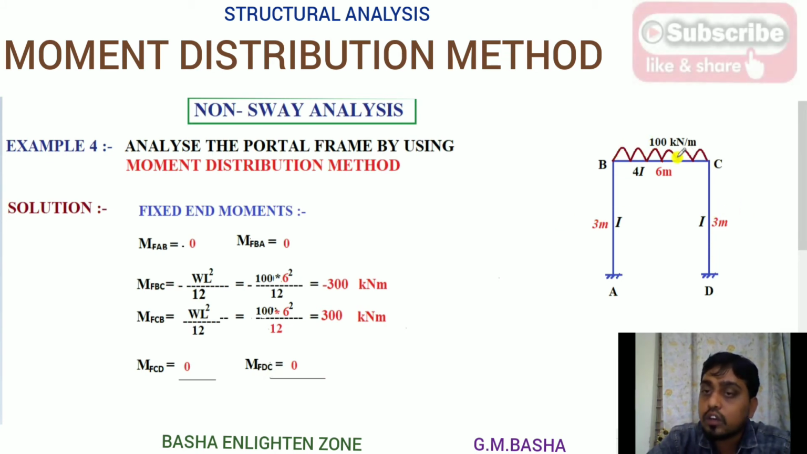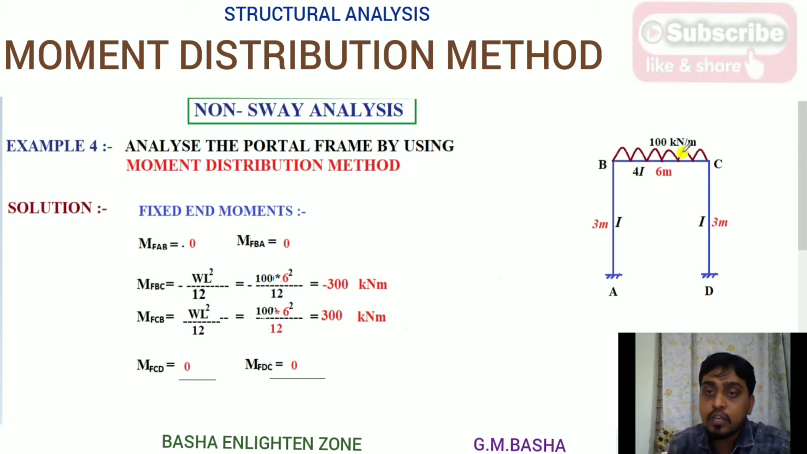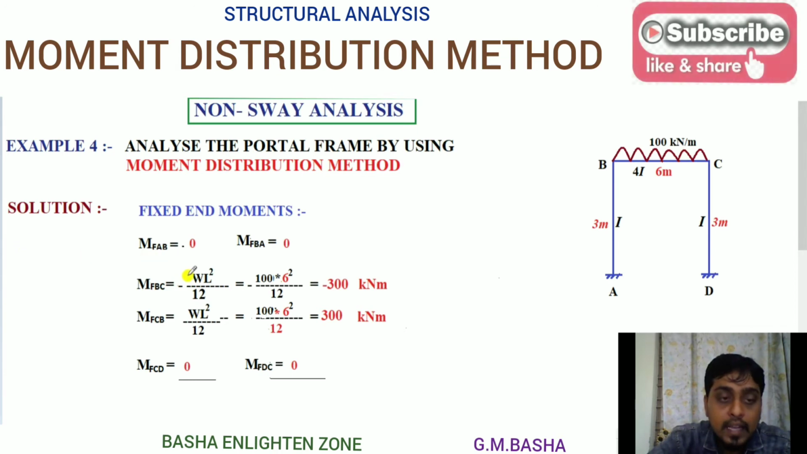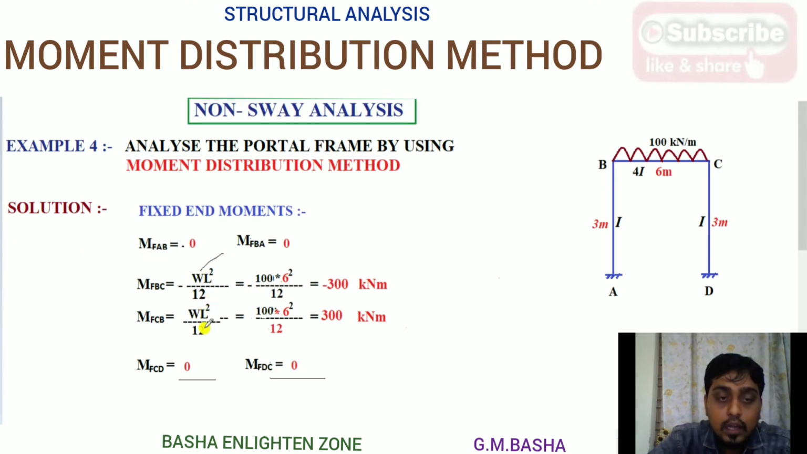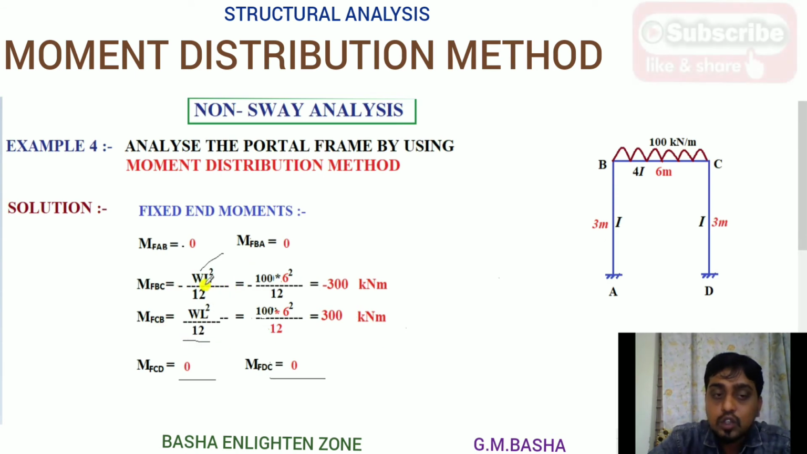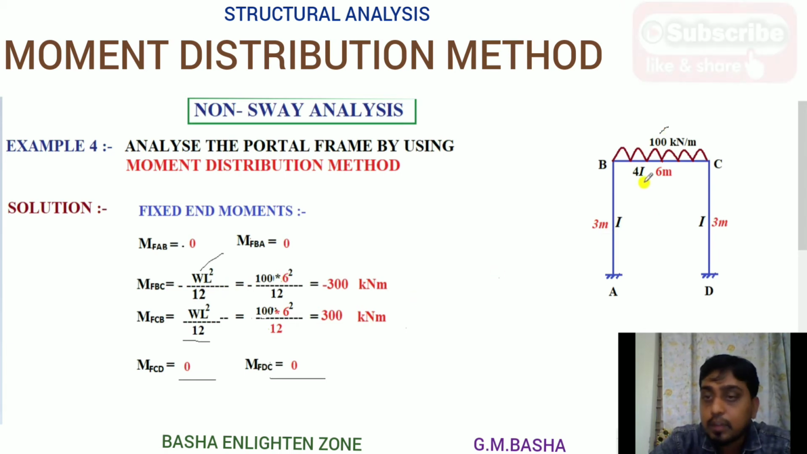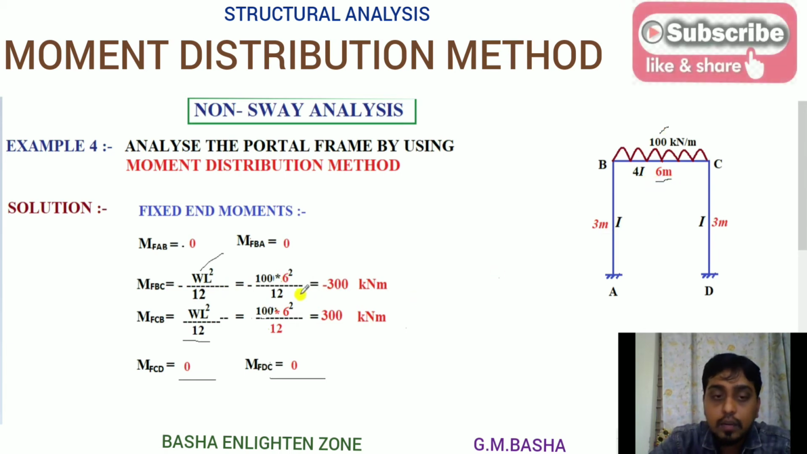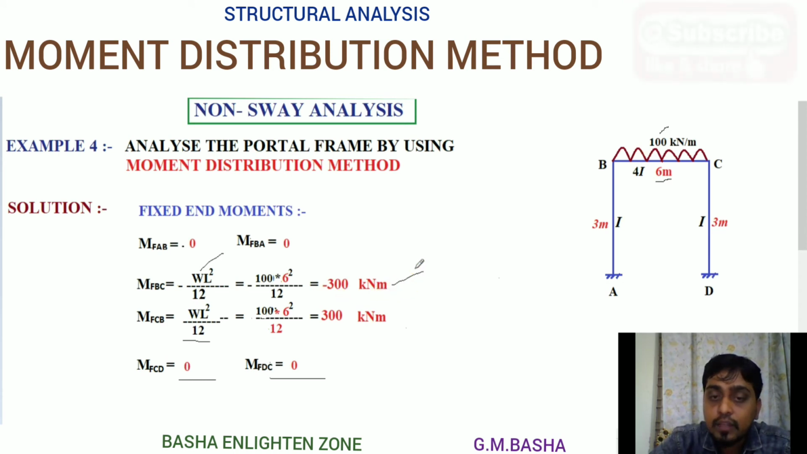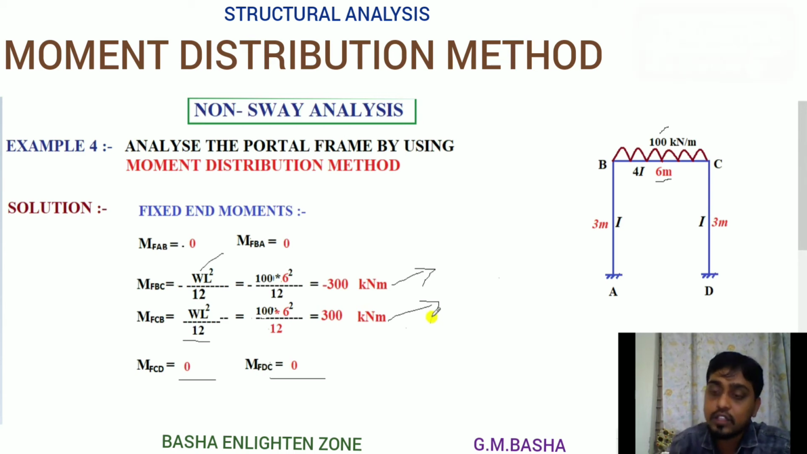Then what about the fixed moment for BC? Whenever a UDL is acting on a span, the fixed moment for BC will be equal to minus WL square by 12 and the fixed moment for CB will be equal to plus WL square by 12. So what about W here? W will be the given load, that is 100, and L is the length of the particular span, which is 6 meters, divided by 12. If you simplify, you will get directly minus 300 kilonewton meter and plus 300 kilonewton meter. So these are the fixed moments.